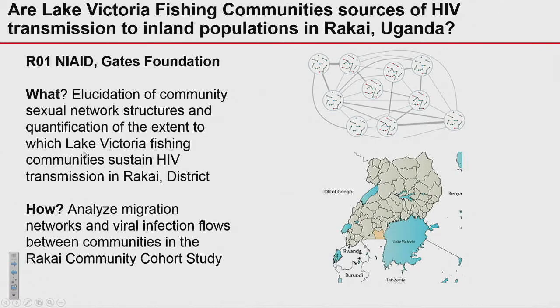And this district, Rakai, down here in south central Uganda, is Rakai district. It's this little yellow district here that's situated on Lake Victoria, bordered by Tanzania to the south and Masaka district to the north. The way we proposed to look at this was by analyzing mobility or migration networks, and then looking at viral infection flows between Lake Victoria fishing communities and inland agrarian and trading communities.